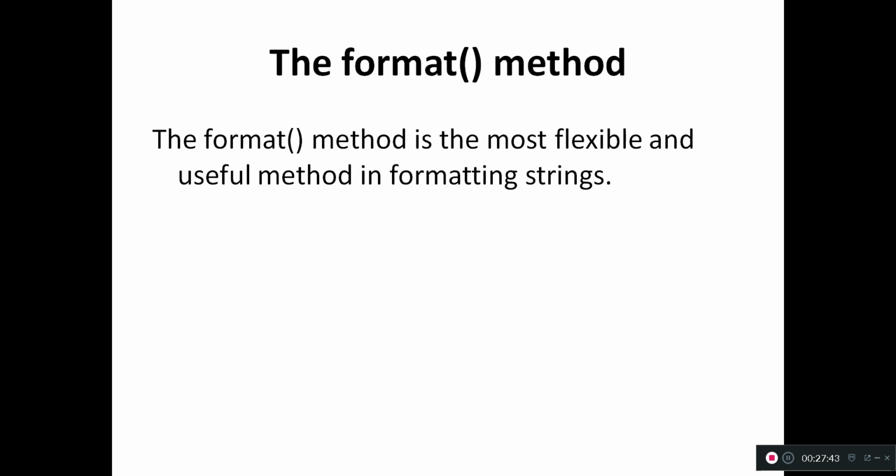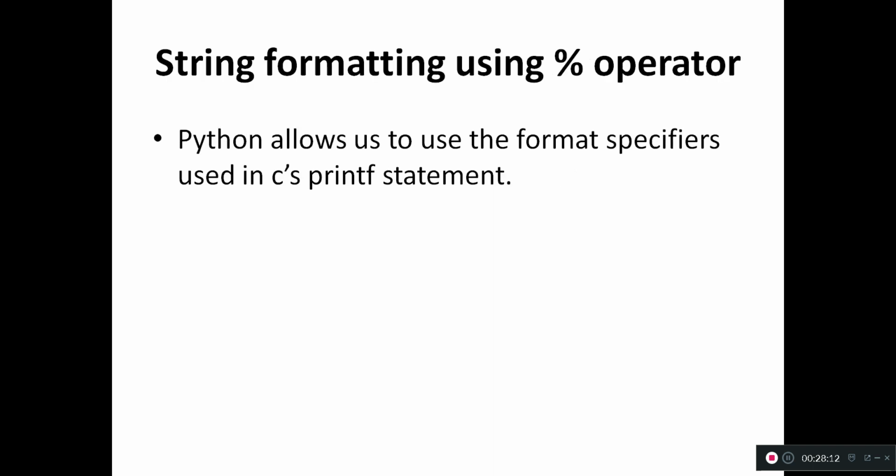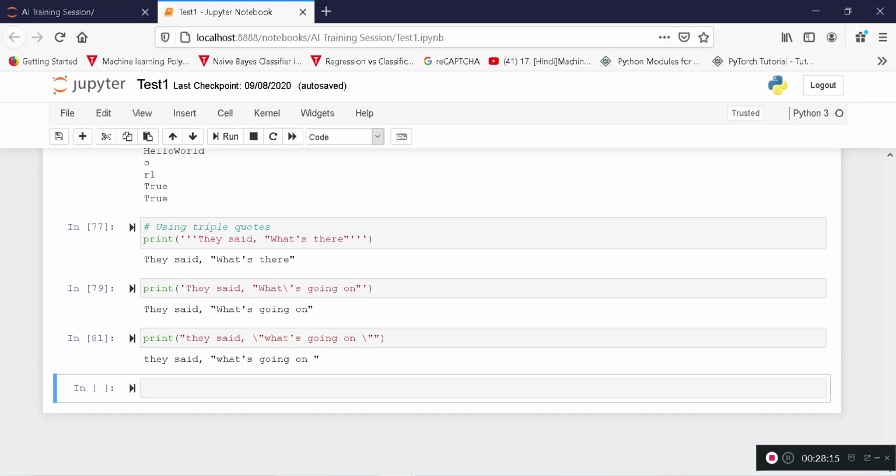Next, we'll move on to the format method. The format method is the most flexible and useful method in formatting strings. The curly braces are used as the placeholder in the string and replaced by the format method's round brackets argument. Let us have a look at the example so that you can understand in depth. Let's get into that example for using curly brackets.